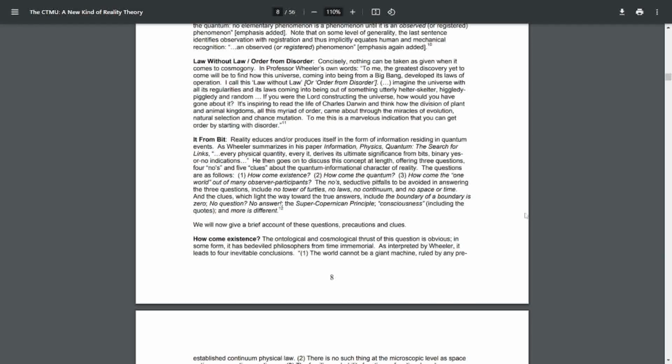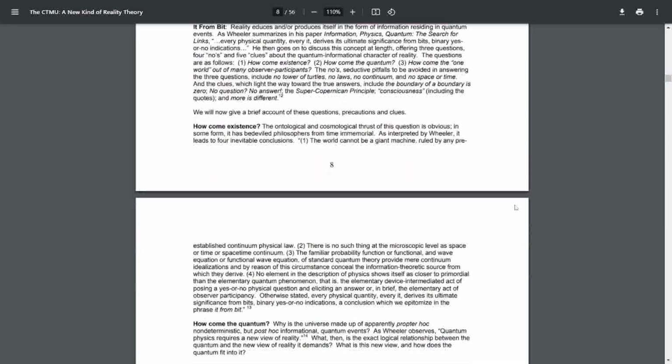Okay, so the Tower of Turtles is no striking. No laws, no continuum, and no space or time. And the clues which light the way toward the true answers include the boundary of a boundary is zero, no question, no answer, the super Copernican principle, consciousness, including the quotes, and more is different.